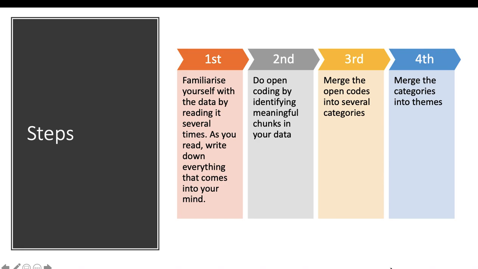And then after you have familiarized yourself with the data and taken your notes, or memo, as we call it, you need to do open coding. This is the second step, identifying meaningful chunks in your data. Then after you have coded, you need to merge the codes into several categories. And then in the last step, you need to merge these categories into several themes. All right, I'm going to show you step by step how to do this.